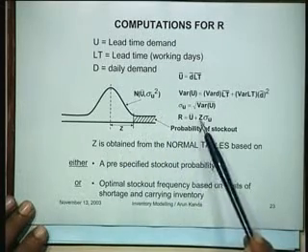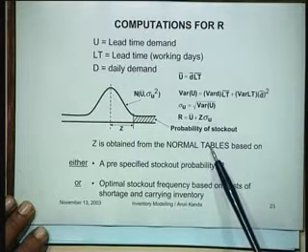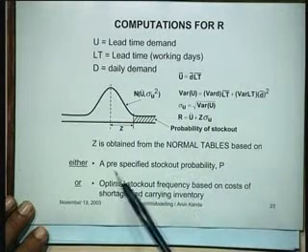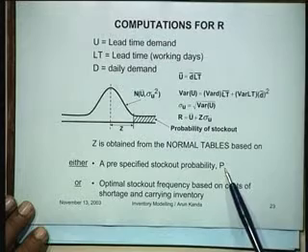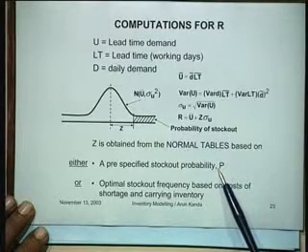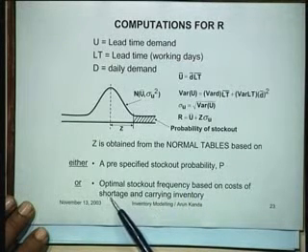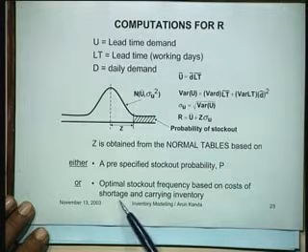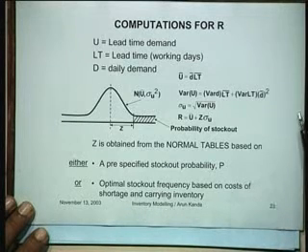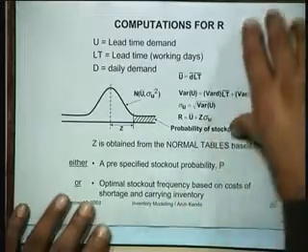So basically we are using this Z, which is obtained from normal tables based on either a pre-specified stock out probability P. You can say that we don't want the stock out probability to be more than 1% or 0.05%, whatever it is. Or you can have the optimal stockage frequency based on costs of shortage and carrying inventory, both depending upon the situation. We are trying to balance the shortage and the carrying inventory.